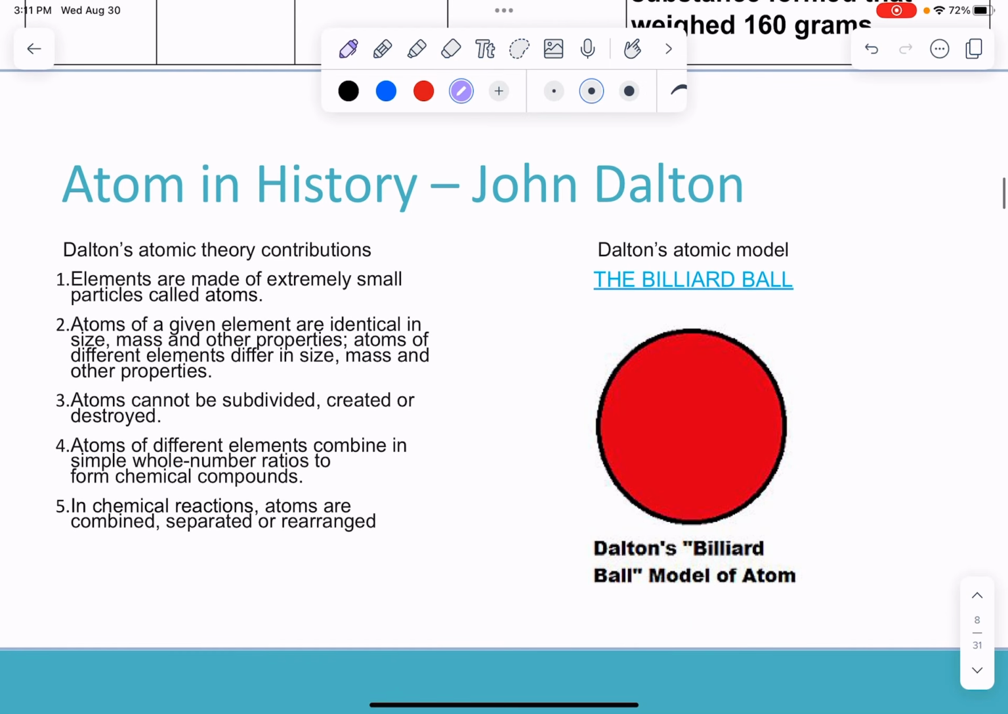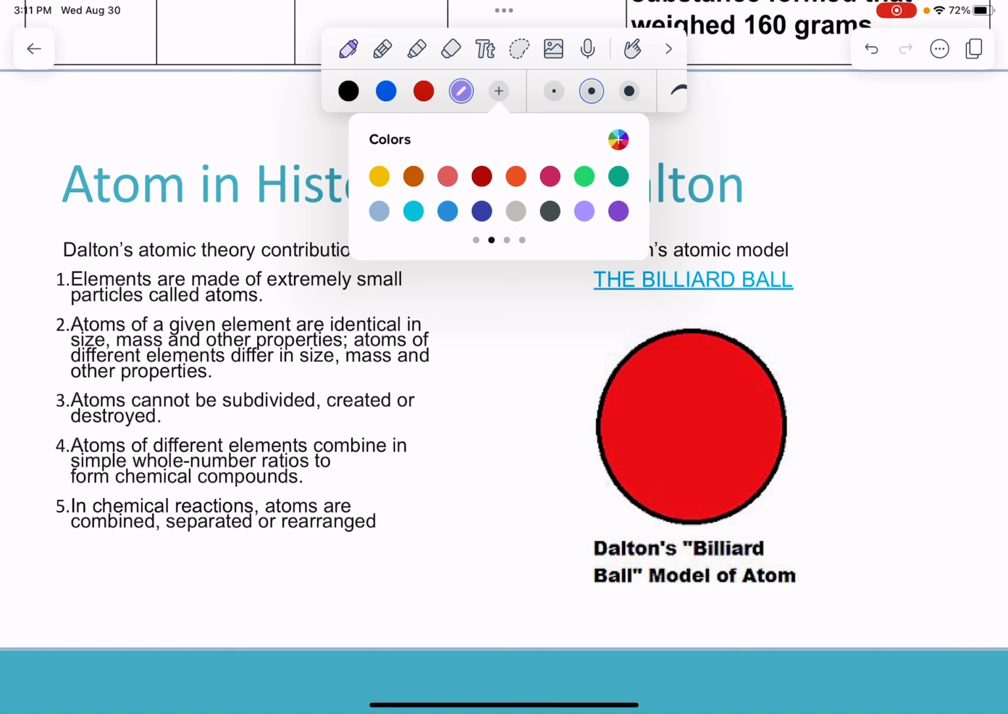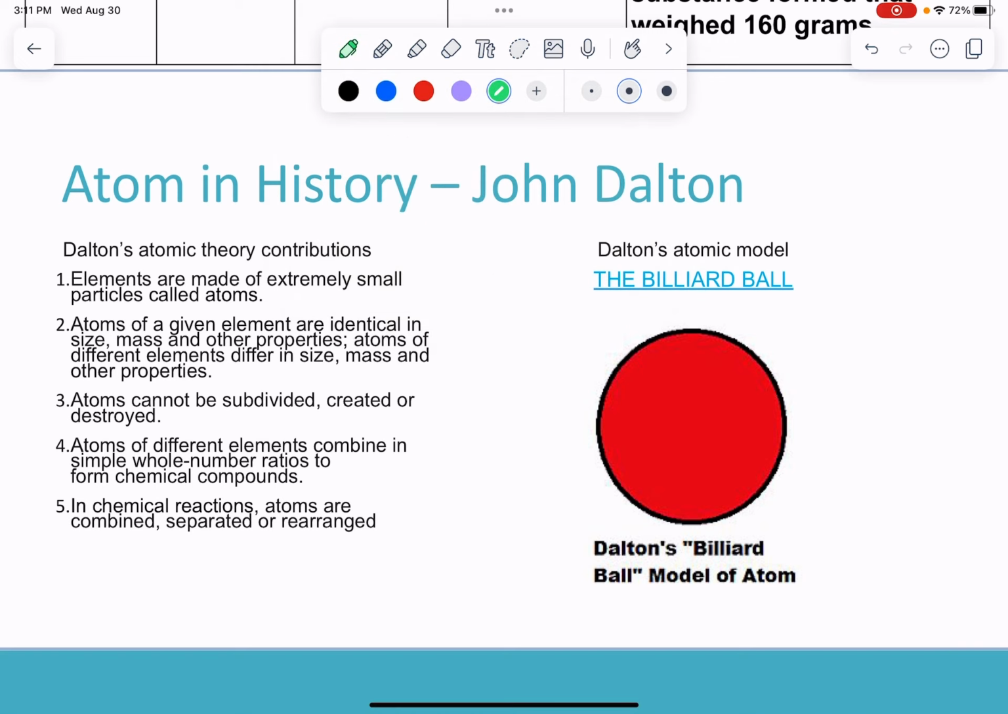That would be bad. Okay, so then we come down, we can look at the summary of John Dalton's discovery. From all of this data that we just looked at and some more, he came up with this atomic model, which is the billiard ball model. It's just a ball. He said atoms are just these tiny balls of matter that make everything up. And there's 5 key ideas that go along with this model of the atom that we already kind of talked about. Number 1 is the idea that elements are made of extremely small particles called atoms.